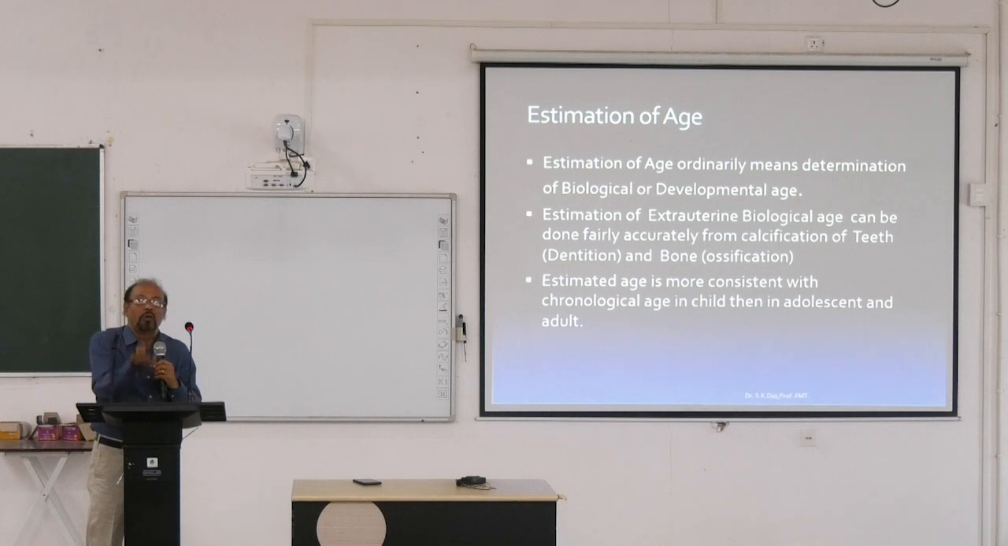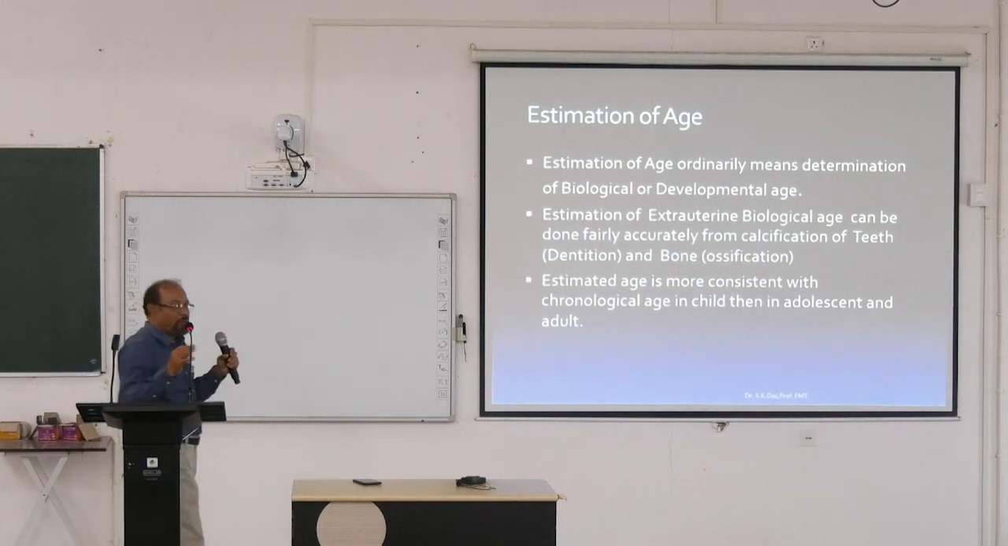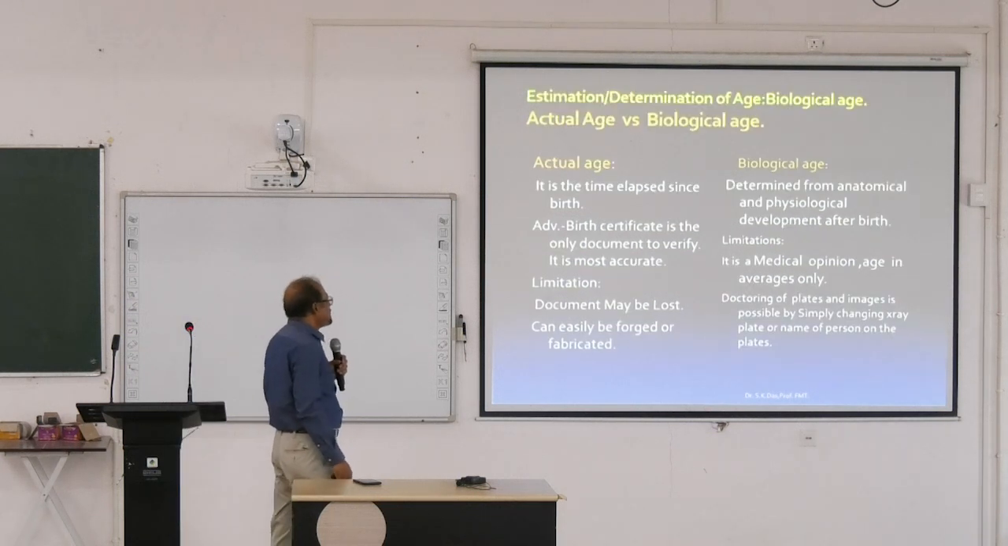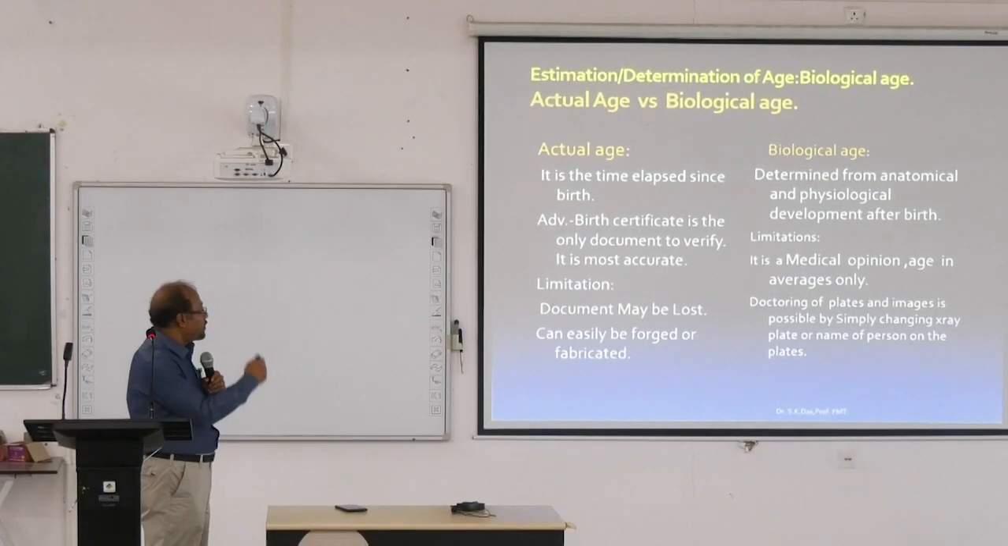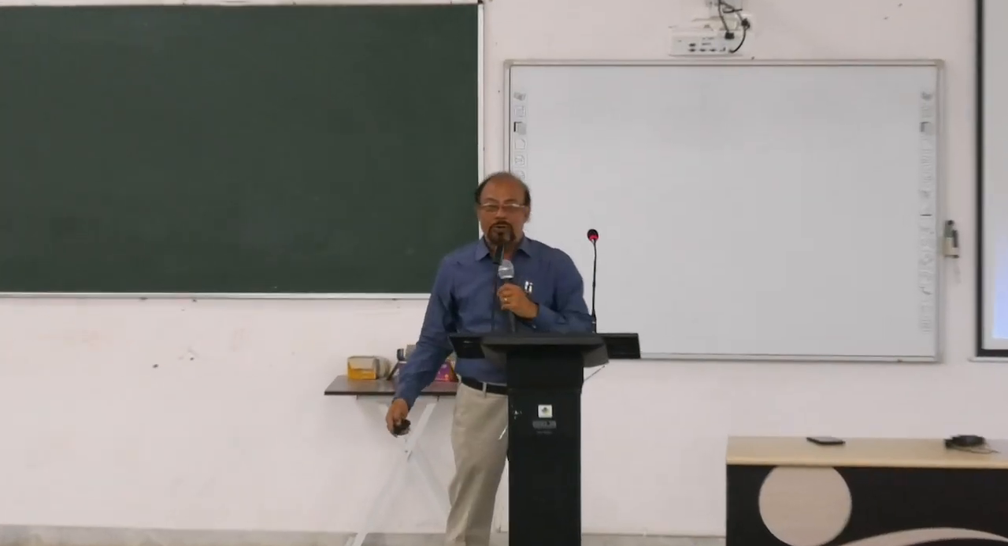But as it grows and passes into adulthood, there will be a range, and it will be high. Chronological age, no dispute. But one important thing: a birth certificate must be there, and it must be a correct, accurate birth certificate.